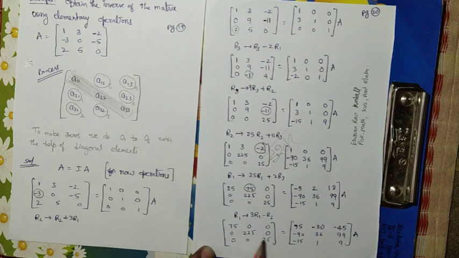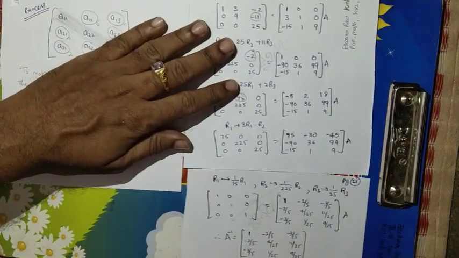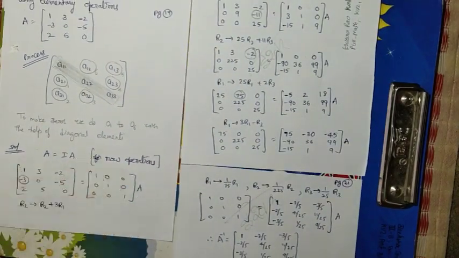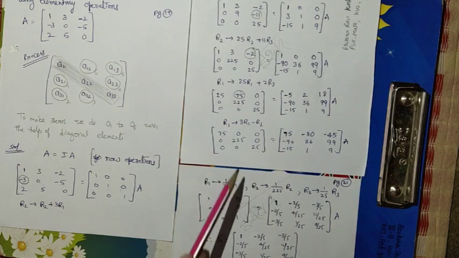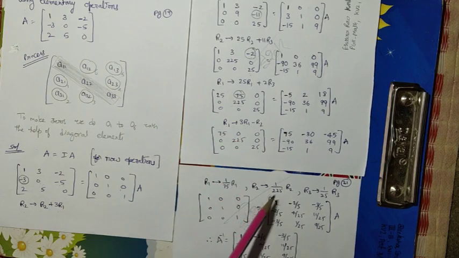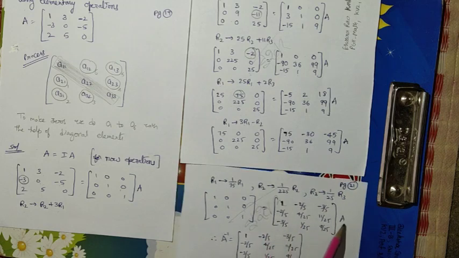Now the diagonal becomes ones. We need to make these ones. How to make these ones? See, this is the way. Row 1 divided by 75, row 2 divided by 225, row 3 divided by 25. So that 1 0 0, 0 1 0, 0 0 1 will come. So divide and simplify and write all the answers. Then A matrix into A is equal to identity, means this is the inverse of A. A inverse is equal to this.